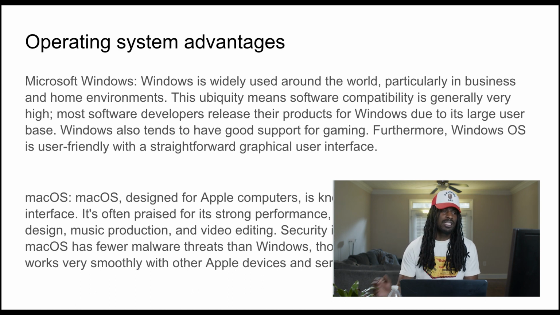So one of the biggest advantages for Windows, obviously, is the fact that everybody pretty much uses it. So as far as compatibility, if you are using a Windows operating system, then you can pretty much count on applications and other things being compatible with what you're running on your computer. Windows is widely used around the world, particularly in business and home environments. This ubiquity means software compatibility is generally very high. Most software developers release their products for Windows due to its large user base. Windows also tends to have good support for gaming. Furthermore, Windows operating system is user-friendly with a straightforward graphical user interface, which is true.